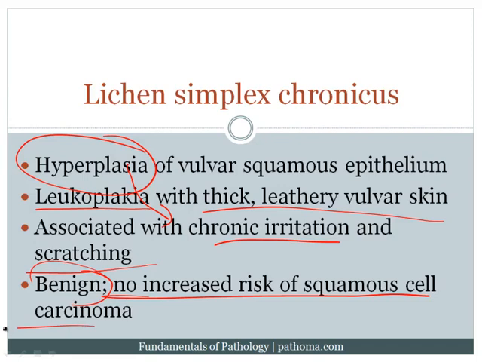So the way I think about this is lichen sclerosus represents thinning of the epidermis, usually in a postmenopausal woman, probably due to a little bit of atrophy and then some immune damage that occurs to the dermis. And lichen simplex chronicus, on the other hand, is hyperplasia due to chronic irritation with scratching, and that results in a thick leathery vulvar skin. All right, so those are the lichen lesions, lichen sclerosus and lichen simplex chronicus.